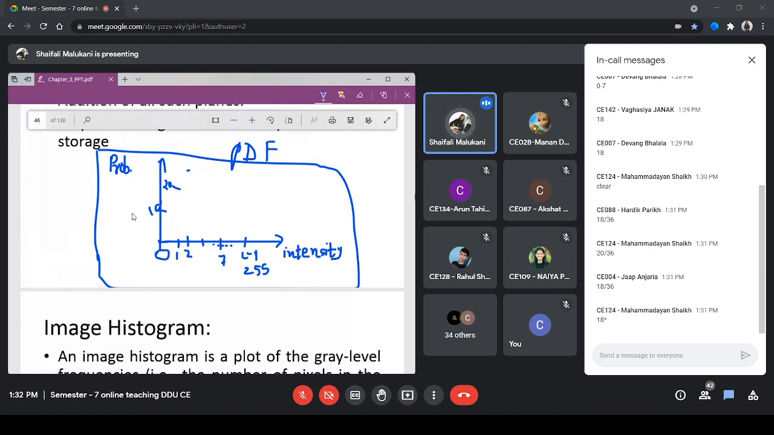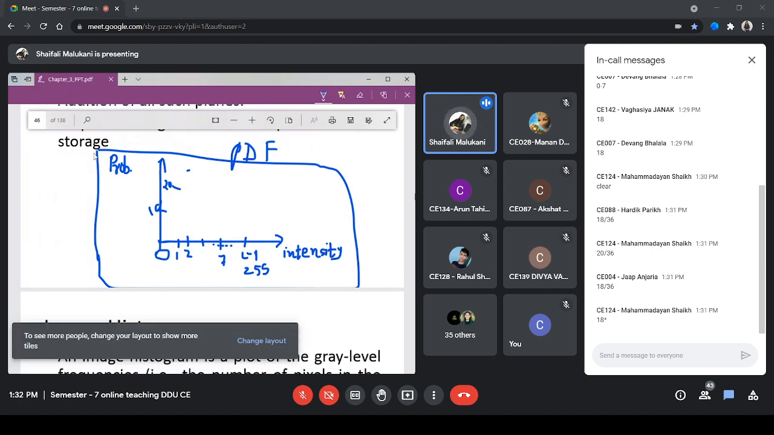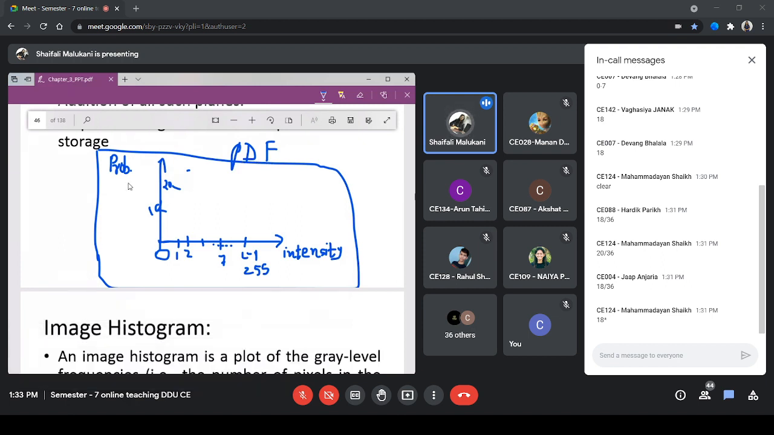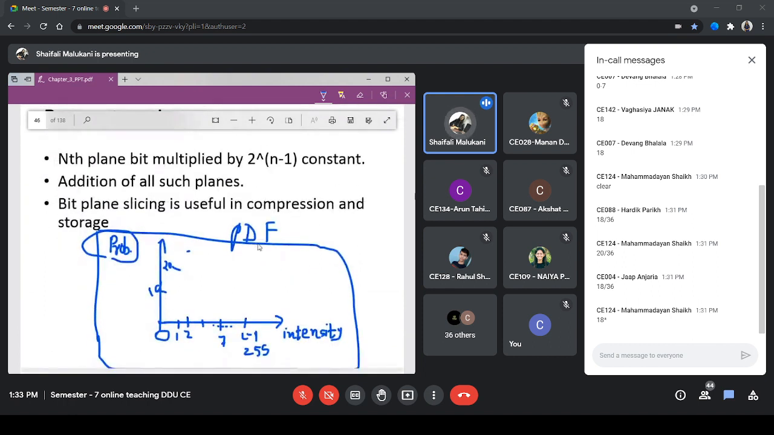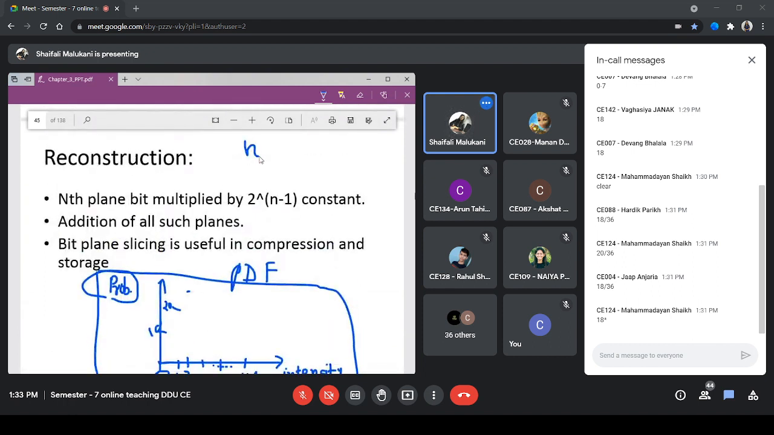The graph of probability of that particular intensity is known as the probability density function, right? If you plot frequency here, then it is known as a histogram. The frequency of occurrence of intensity value 0 is denoted as h0.